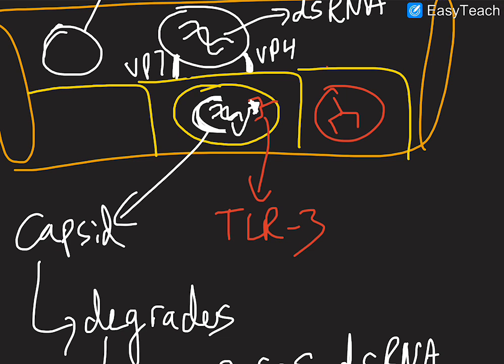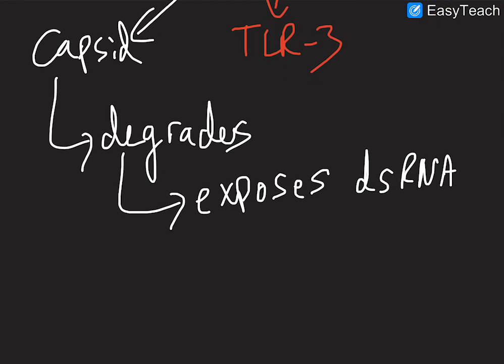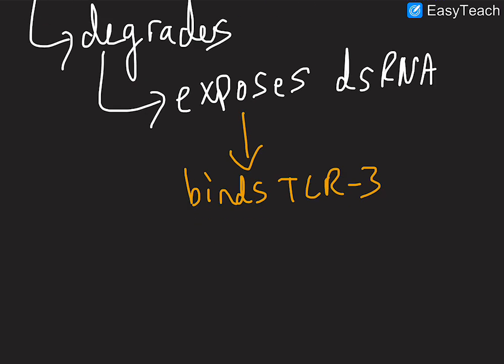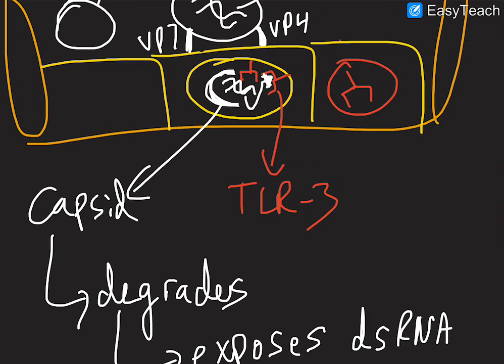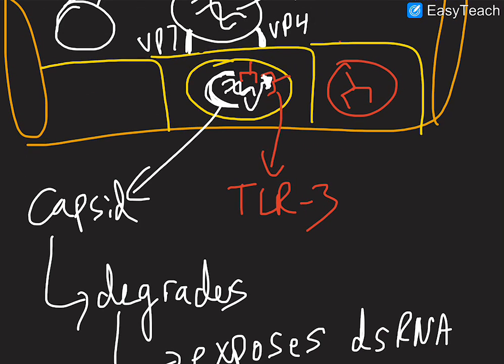Once this happens, we get dimerization, which means two toll-like receptor 3 molecules dimerize. So once the double-stranded RNA is exposed, it binds toll-like receptor 3, then you get dimerization of toll-like receptor 3. So the toll-like receptor 3 dimerizes. Of course that would mean you have two toll-like receptor 3 proteins that come together and dimerize. Now you can say that you have activated toll-like receptor 3.